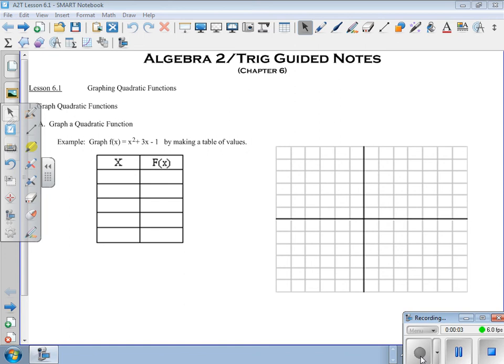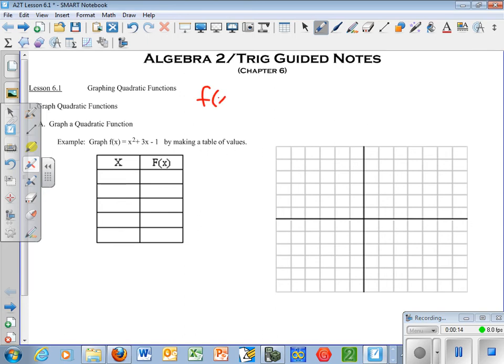Lesson 6.1, we're going to look at graphing quadratic functions. A little bit of review about quadratic functions. First of all, the general form of a quadratic function is f of x equals ax squared plus bx plus c. Okay, and a cannot be 0. In other words, you have to have an x squared term. And again, that's when it's in what we call expanded form, meaning non-factored form.